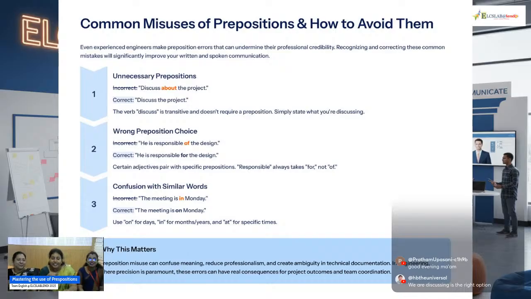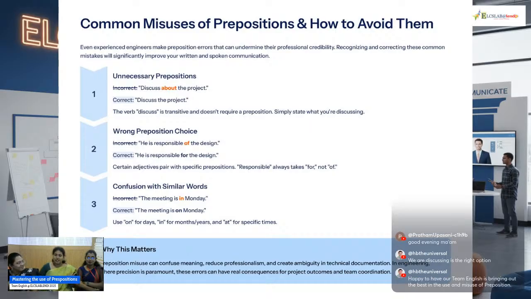And the third point, which is very important for general communicators, please keep in mind: confusion with similar words. What are those similar words? As Jyotsna ma'am and Rani ma'am were putting into the discussion, in and on. "The meeting is in Monday." No, the sentence doesn't make sense when we use in there. If we use on, "the meeting is on Monday." How beautiful it is to say.